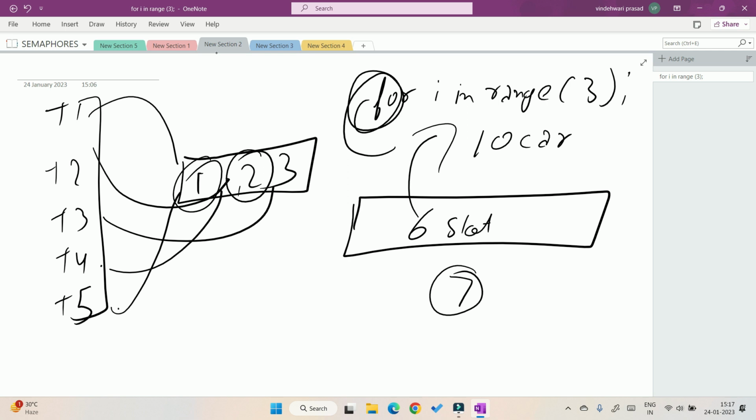And if the semaphore value becomes 0, then no other thread can acquire the resource until somebody releases the resource. I hope now the concept of the semaphore is clear to you.